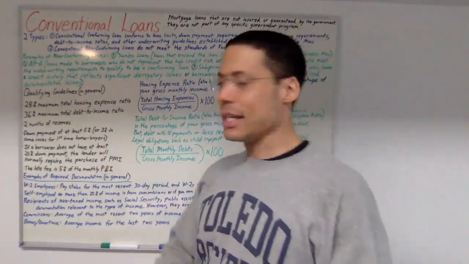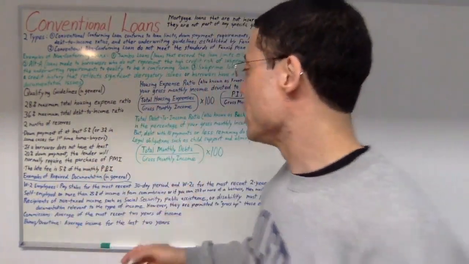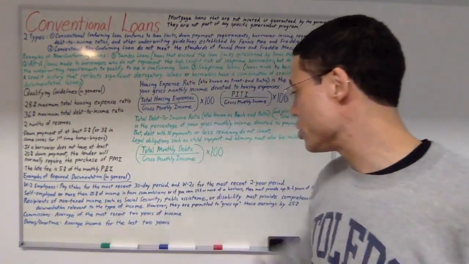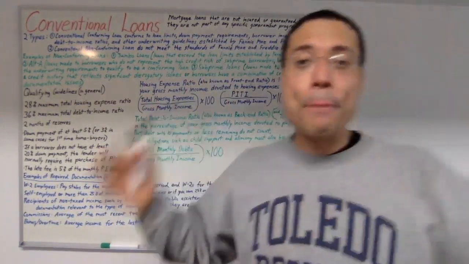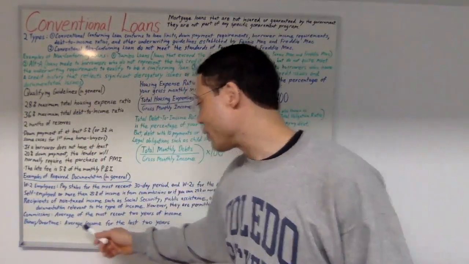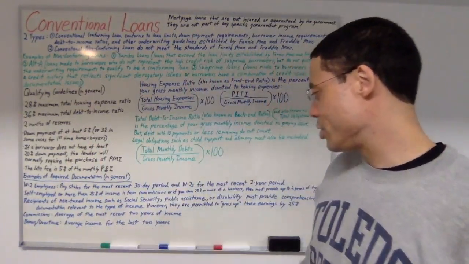Now, what about commissions? How is that handled? Regarding commissions, we take the average of the most recent 2 years of income. And what about bonus and overtime pay? Same thing. We're going to take the average income for the last 2 years.